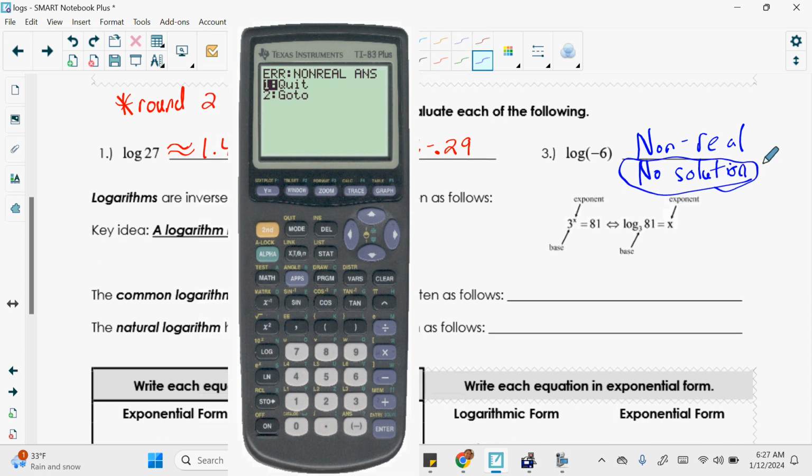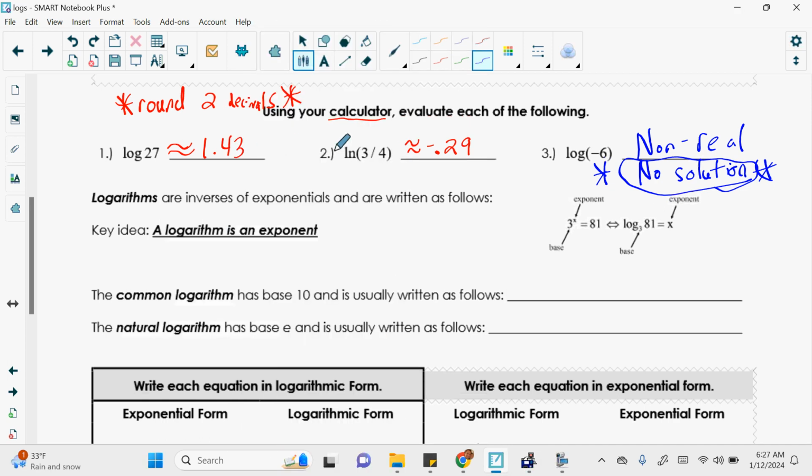So let's get to a little bit of notes. Logarithms, or logs, are the inverse, or opposite, of exponentials. Remember, inverse means opposite. And they're written as follows. On yours it's a little tiny, I apologize, but I really like this little visual right here. This is what you're familiar with: 3 to the x power equals 81.